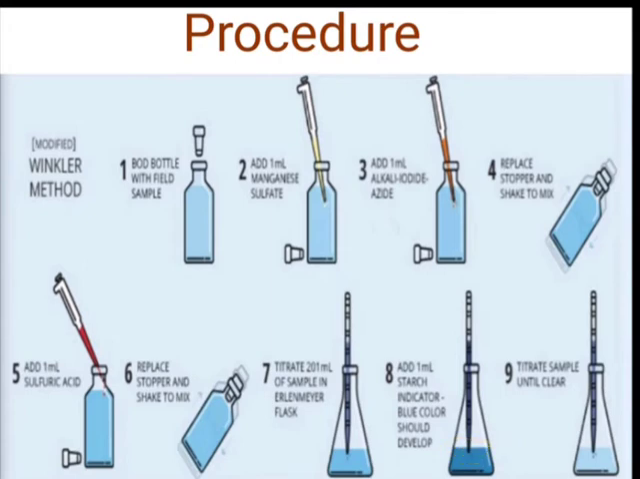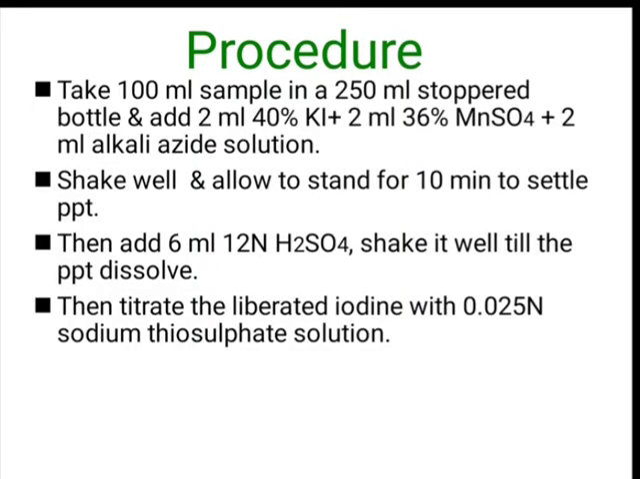Next, fill the burette with the sodium thiosulfate and titrate the solution in the conical flask with the sodium thiosulfate. And the end point of the titration will be blue to colorless. The same procedure will be repeated for the blank. Instead of taking the sample, you can take distilled water and perform the same experiment, and this will be the blank. Now the same procedure I have written here.